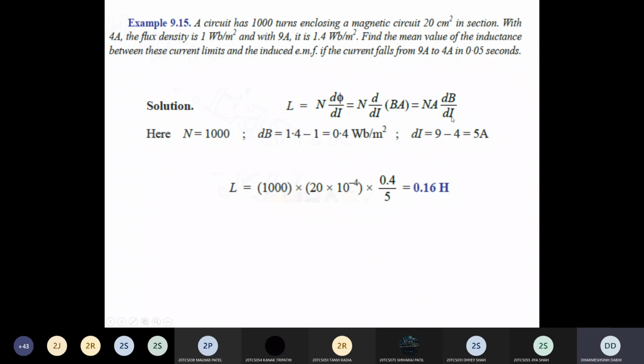All of you clear up to this point? How you get this N A dB by di? All of you, yes or no? Yes, sir.